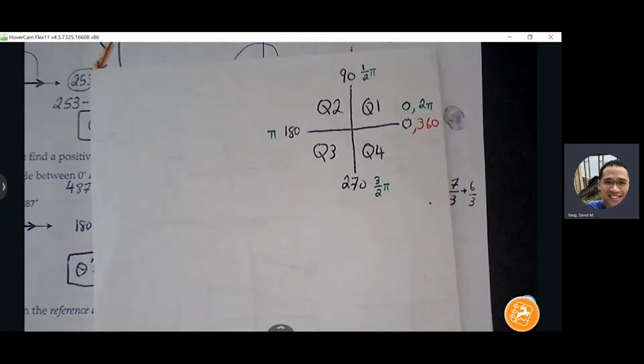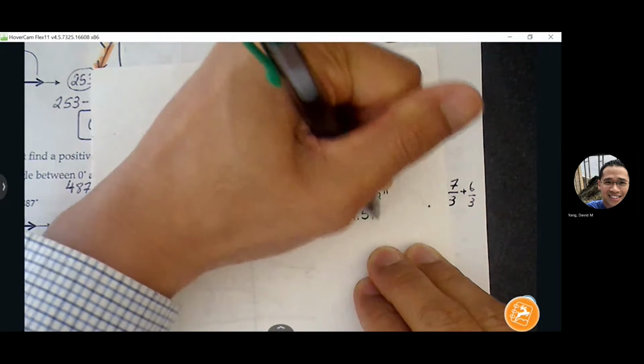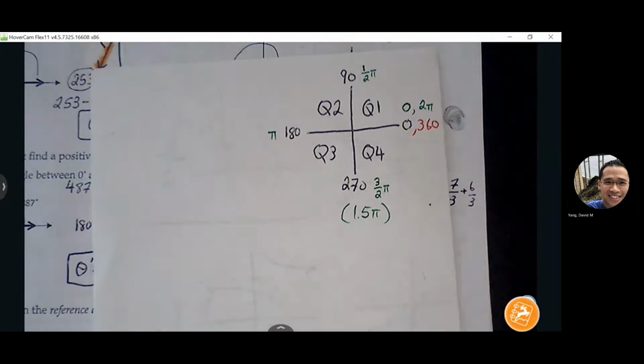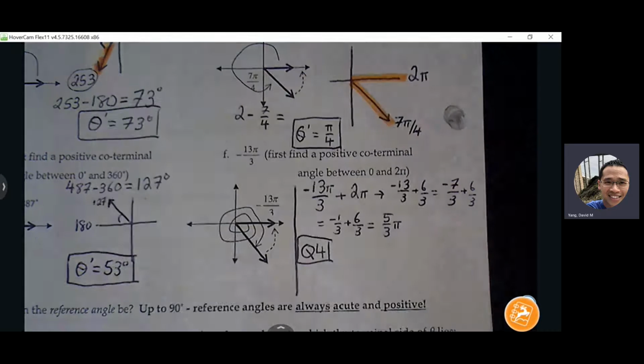So the first quadrant is between 0 and 1/2, or 0.5. Second quadrant is between 0.5 and 1. Third quadrant is between 1 and 1.5. Fourth quadrant is between 1.5 and 2. And I'll write that there. 3/2, the same thing as 1.5. So if you just look at the fraction or the decimal value, you'll be able to pinpoint which quadrant you're in, if you're in radian form.